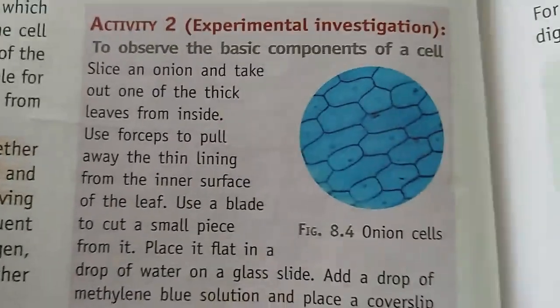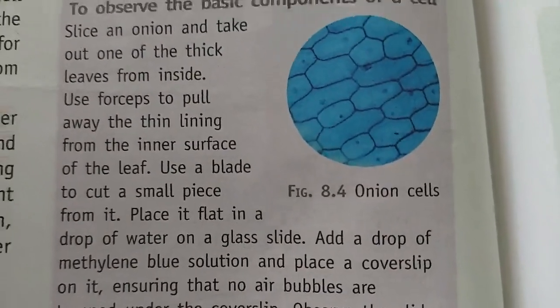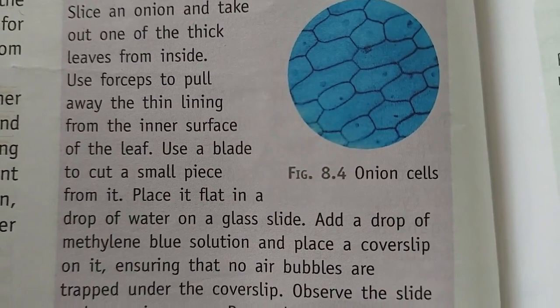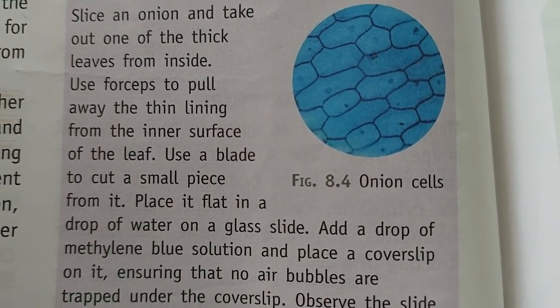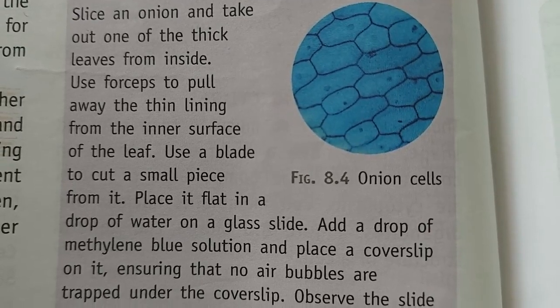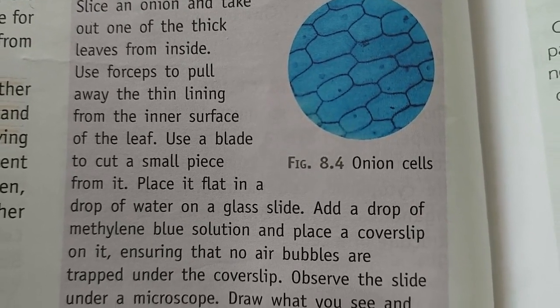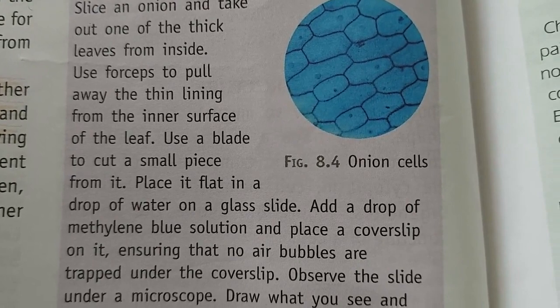Activity 2: experimental investigation to observe the basic components of a cell. Slice an onion and take out one of the thick leaves from inside. Use forceps to pull away the thin lining from the inner surface of the leaf. Use a blade to cut a small piece from it.